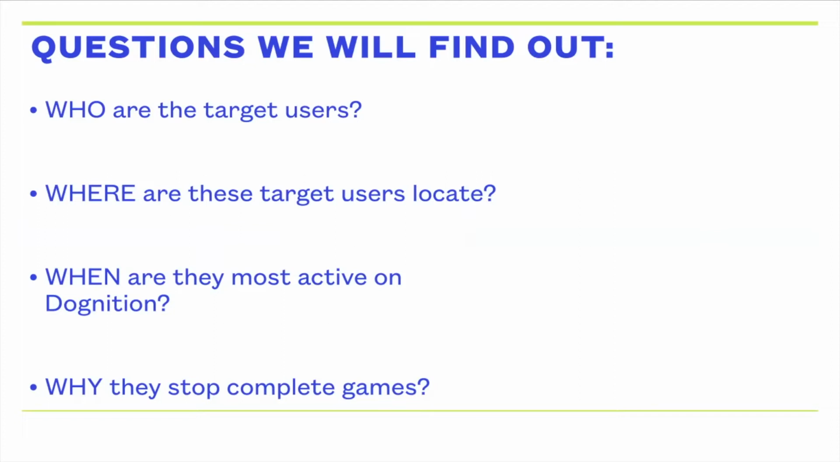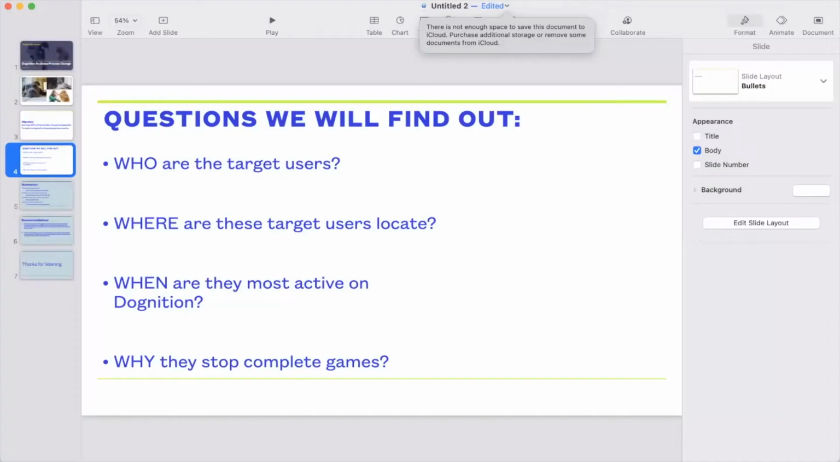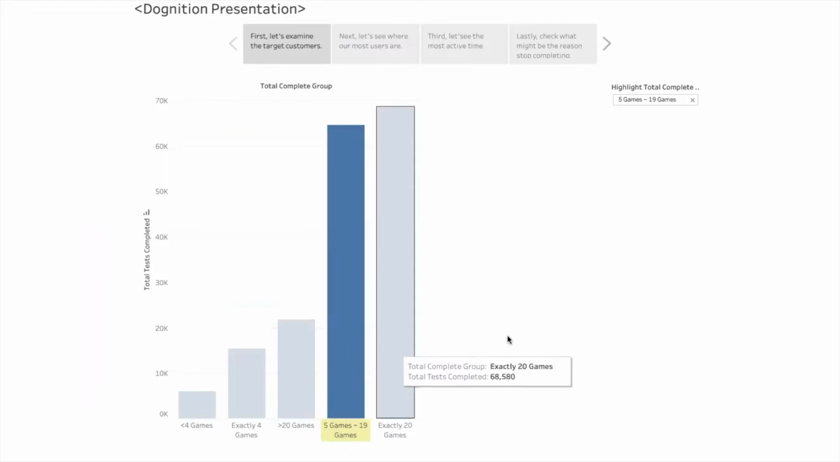So in order to increase the number of tests completed, we would like to get a sense of who are the customers we want to target with our strategy first. Okay, first, let's see the completed test condition right now. We can see many of our users completed exactly 20 games on Dragonation, which is great.